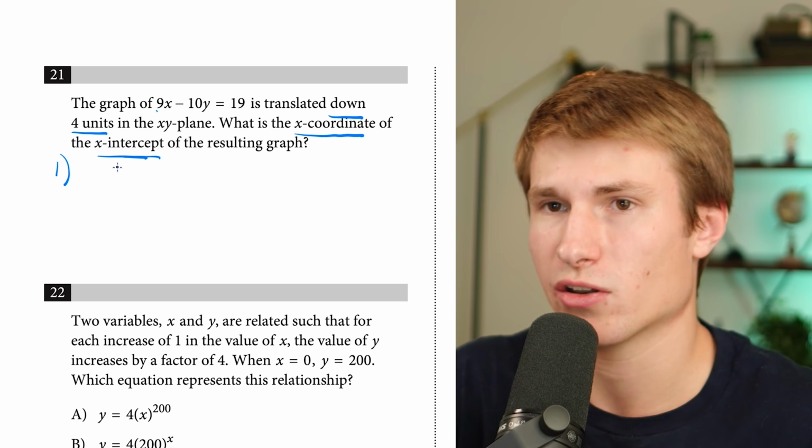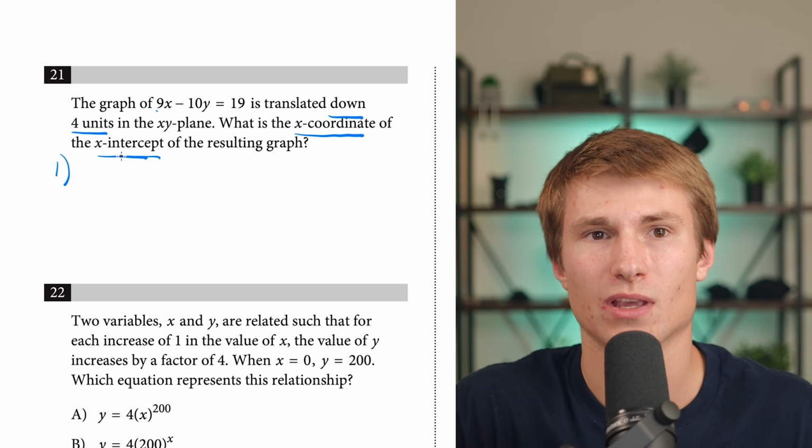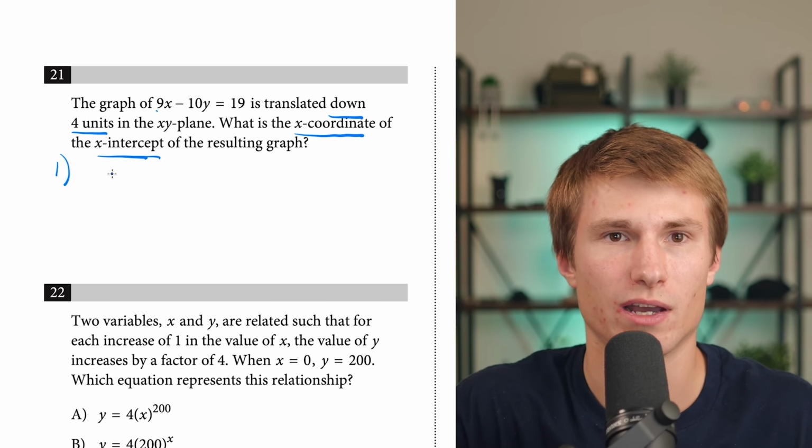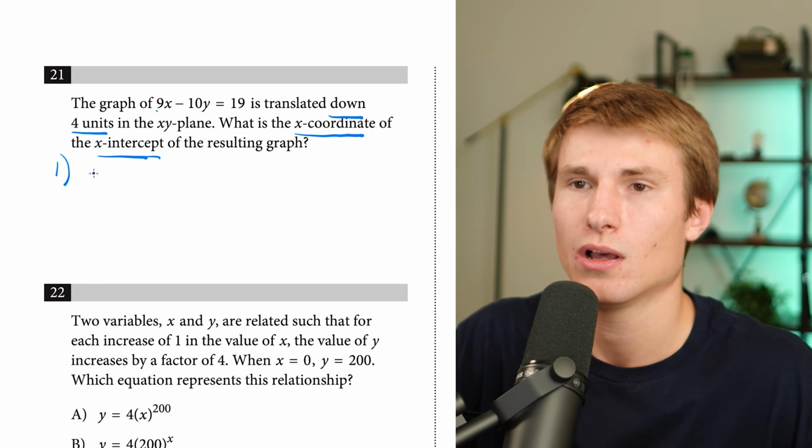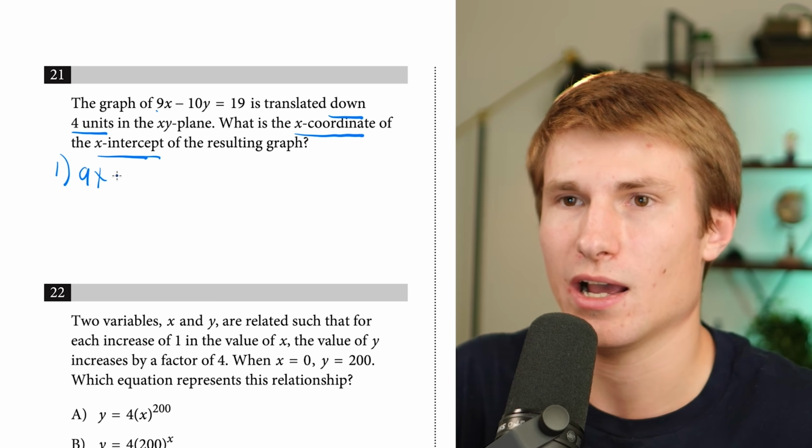That would be converting this into slope-intercept form, and then translating it down those 4 units. So let's go ahead and do that. If we're converting this into slope-intercept form, the way that I would approach it is we're going to have 9x minus 10y is equal to 19.